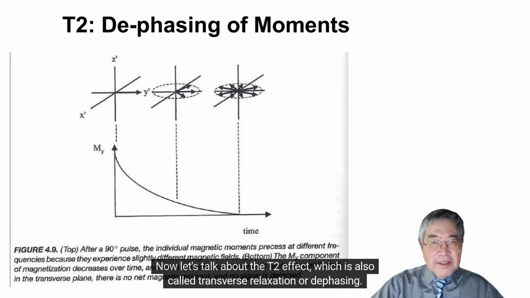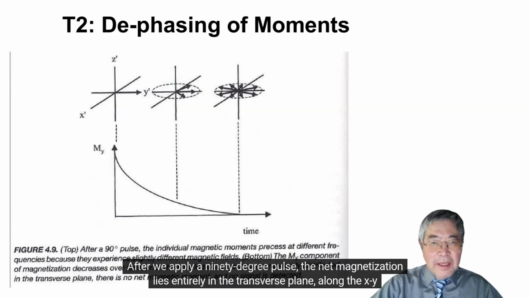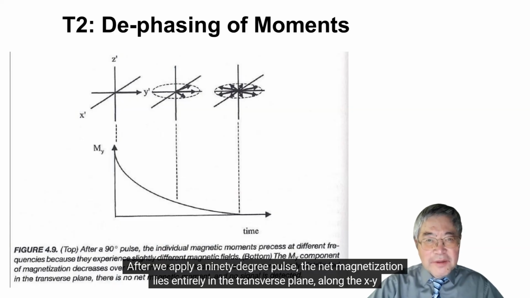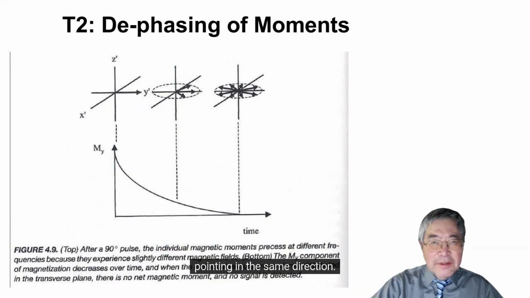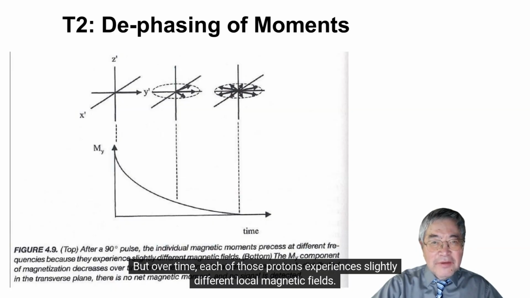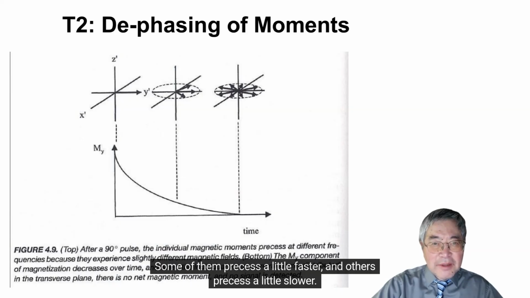Now let's talk about the T2 effect, which is also called transverse relaxation or dephasing. After we apply a 90-degree pulse, the net magnetization lies entirely in the transverse plane along the XY plane. At that initial moment, all of the tiny magnetic moments of individual protons are lined up together, pointing in the same direction. But over time, each of those protons experiences slightly different local magnetic fields. Some of them precess a little faster and others precess a little slower. As a result, they gradually drift out of phase with one another.